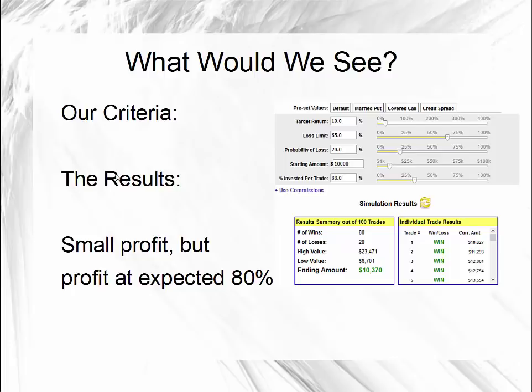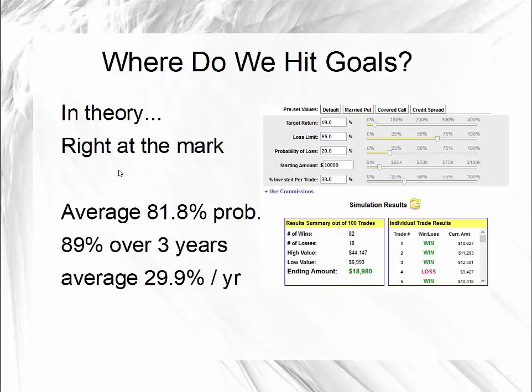Where would I hit my goals? In theory, right at the mark of the results that we saw in the search. Remember that average we were looking for, the average probability was 81.8%. Here the simulation shows us a drawdown of only 30% at one point and an ending of 100 trades at about $18,980, an 89% return. Now remember, these were 1 month trades.